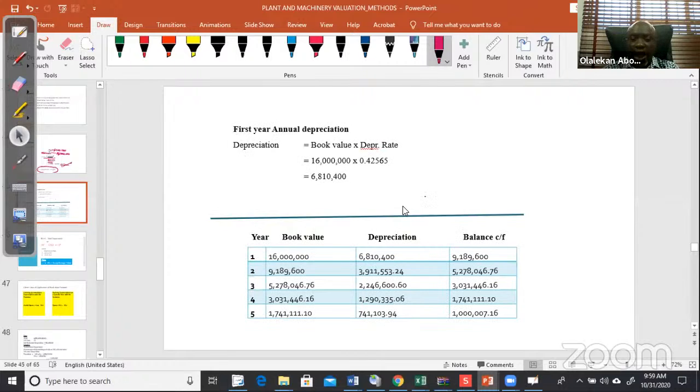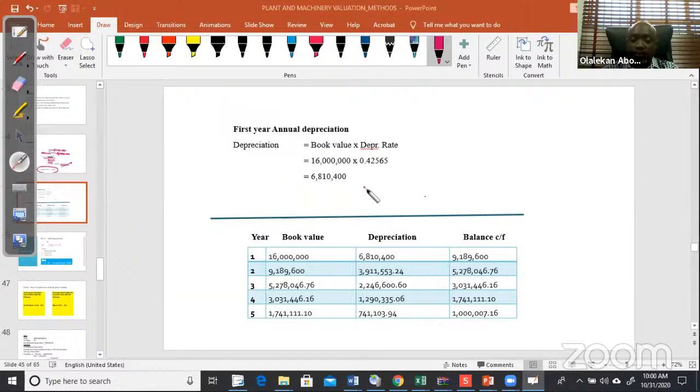Let's see. So here, you have the book value multiplied by your rate. That's your depreciation for the year. And being year 1, your book value is your cost, because no depreciation has been deducted ever. This is the first one you will do. So cost multiplied by your rate, right? That gives us this figure. That is for year 1.